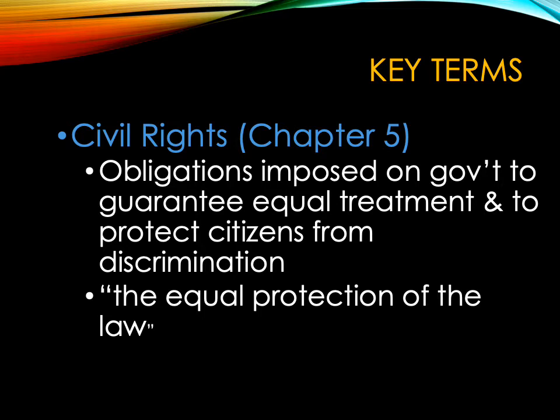We'll be learning a lot more about civil rights in Chapter 5, but when you think about civil rights, you think about the laws that have been passed that prohibit entities within our country from discriminating against people. And so we have civil rights laws that prohibit discrimination in employment. We have civil rights laws that prohibit discrimination in voting. We have civil rights laws that prohibit discrimination based on gender when it comes to education. Those are all examples of the obligations that we place on government to make sure that people are treated equally in the eyes of the law.